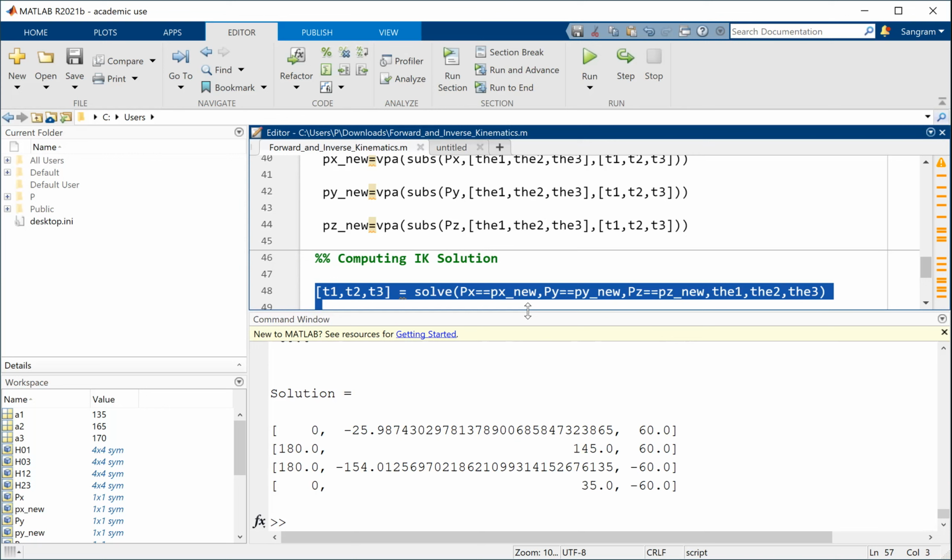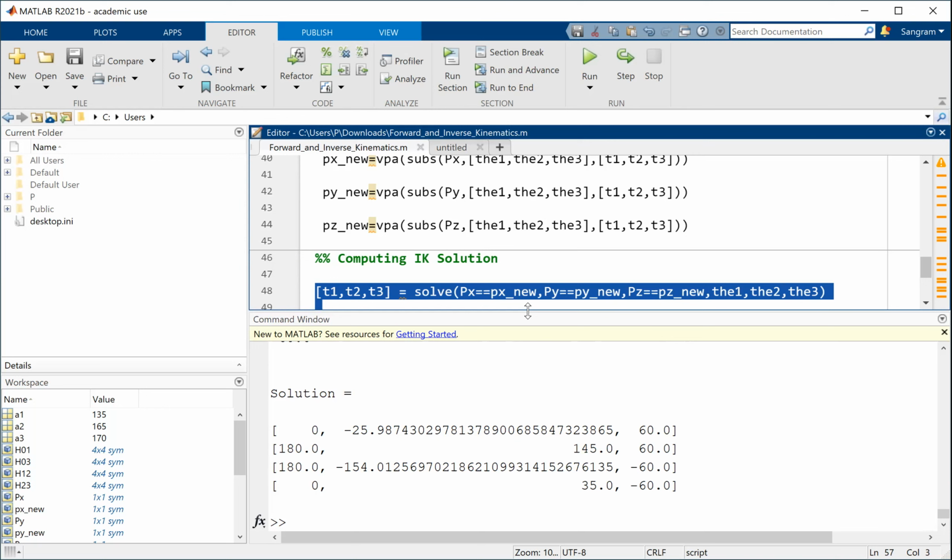There is a structure here. Essentially, what is happening? For theta 1, there are 2 values, 0 and 180. For theta 1 equal to 0, you get 2 values of theta 2. For 180 degrees, you get 2 values of theta 2. And then correspondingly, for each combination, you get 1 value of theta 3. Are you with me so far? So MATLAB gives you all these solutions in a very nice form. And that's it for inverse kinematics.